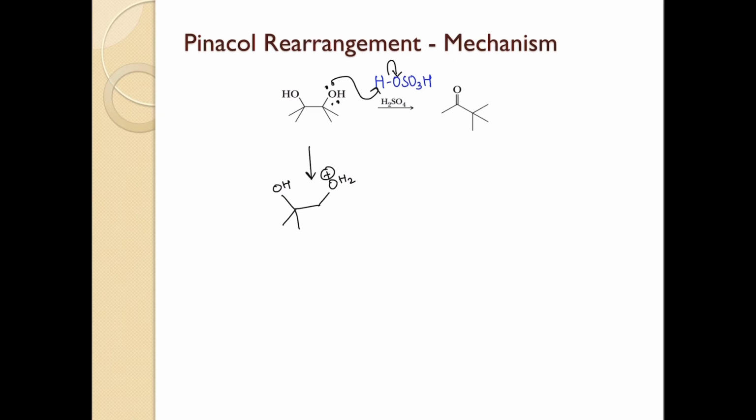Once it is converted into a good leaving group, the leaving group is going to leave. Remember, this is a very harsh condition, and therefore a carbocation is going to be created. Once the carbocation is created, we also need to find out whether there could be any 1,2-methyl shift happening. Yes, there is an adjacent methyl group on one of the carbons, and therefore this methyl group is going to shift to the neighboring position.